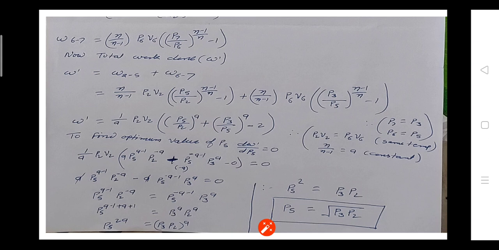and then instead of P7 I have written P3, and instead of P6 I have written P5, that is P3 by P5 raised to a minus 2.